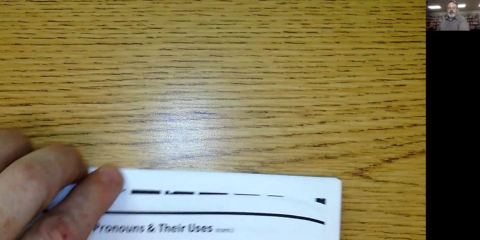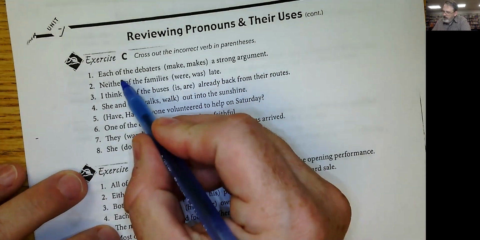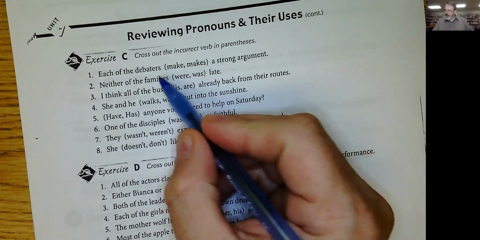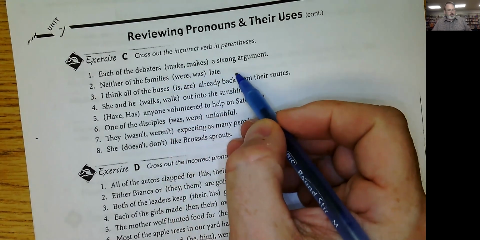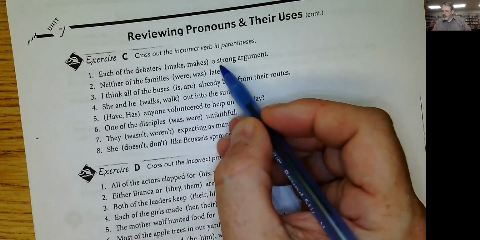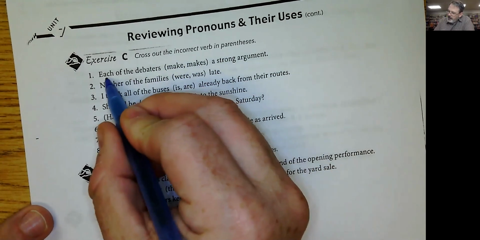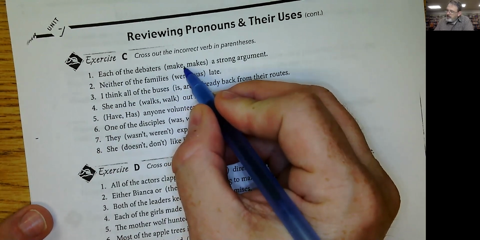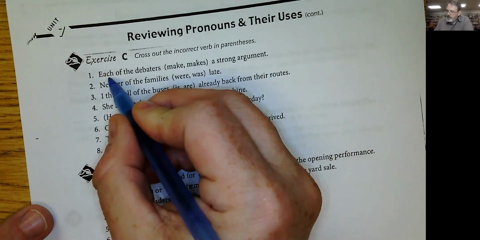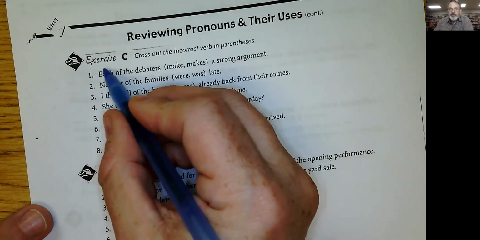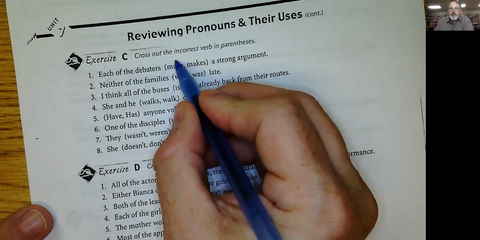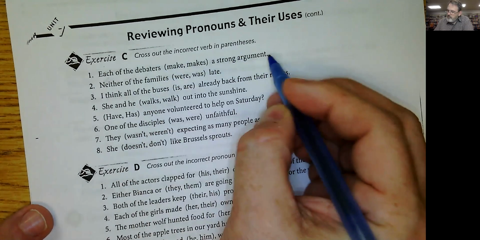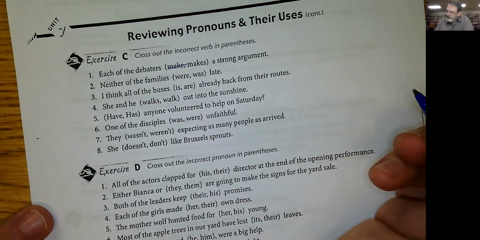Reviewing pronouns and their uses, the next part. Cross out the incorrect verb in parentheses. Okay, each of the debaters make or makes a strong argument. Well, this one, each is singular, right? Each one. So let's put a singular name in the place of it. Maybe John. Does John make or makes a strong argument? John makes a strong argument, so cross out make.